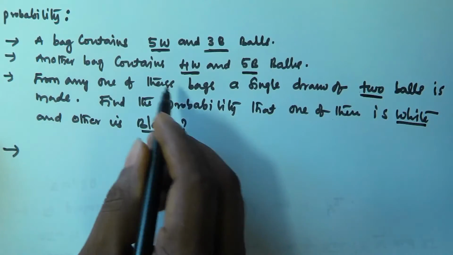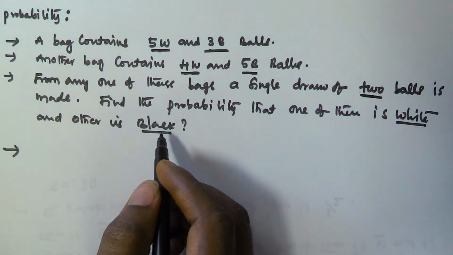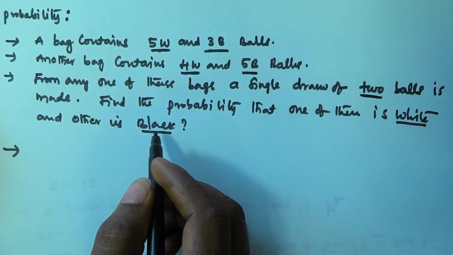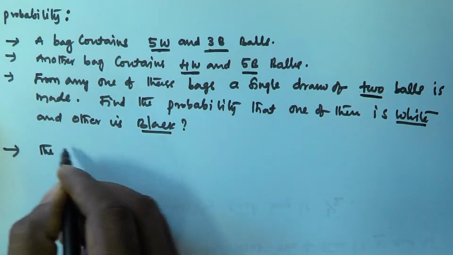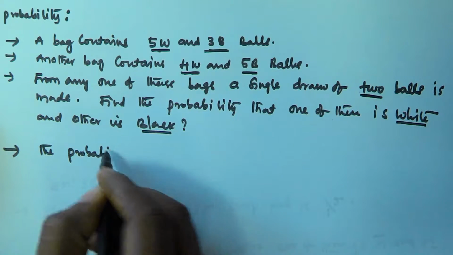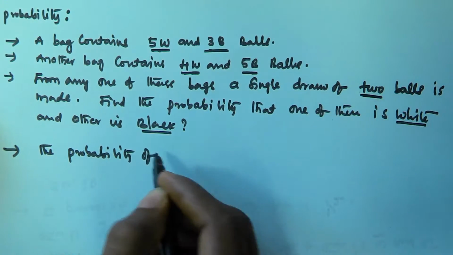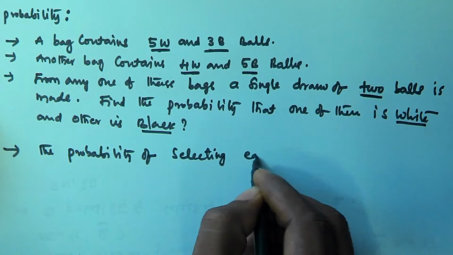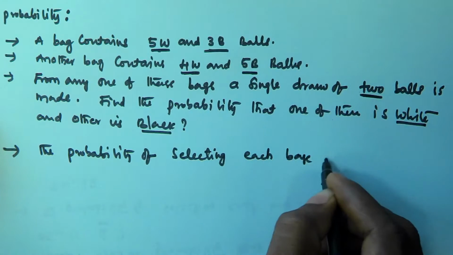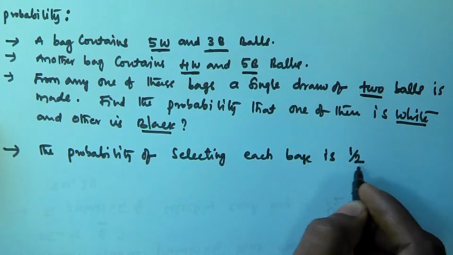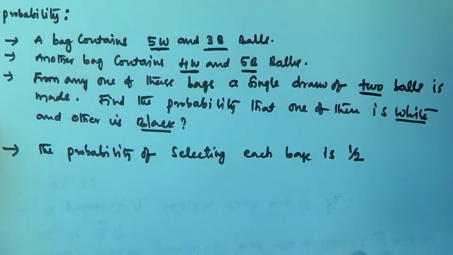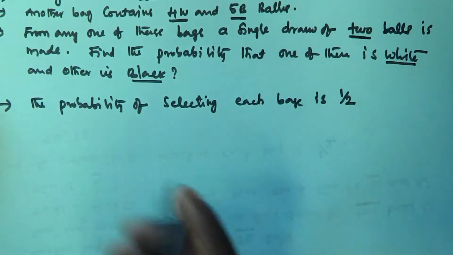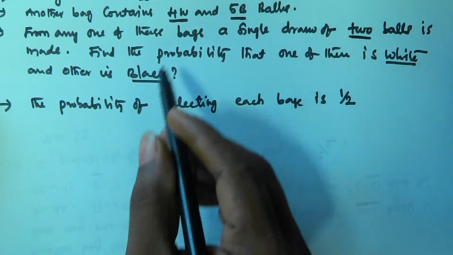So first of all, there are two bags out there. Out of these two bags, we have to select one bag first. So the probability of selecting each bag is 1 by 2. Out of two bags we have to select one bag, so the probability of selecting a bag is 1 by 2.